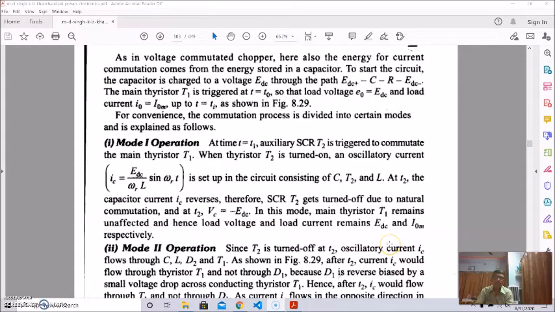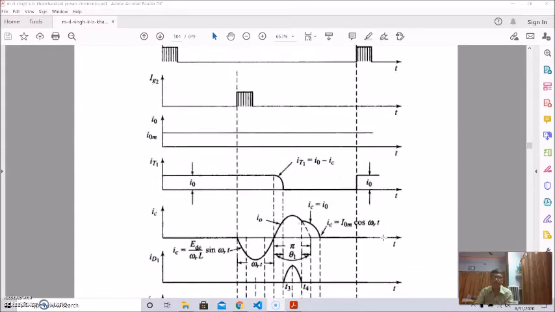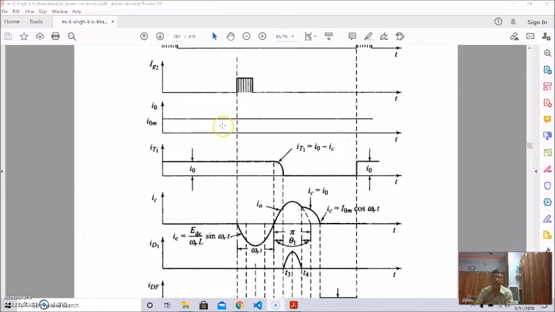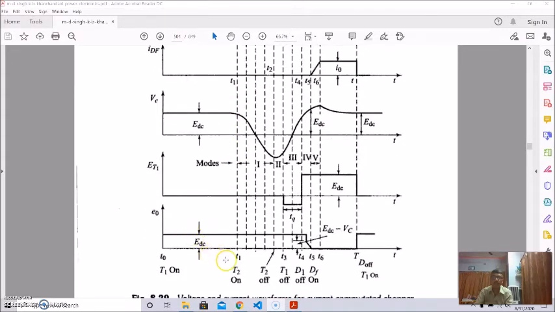And at T2 the capacitor current IC reverses, therefore SCR T2 gets turned off due to natural commutation. At T2 the capacitor voltage VC is equal to minus EDC, and in this mode the main thyristor T1 remains unaffected, and hence load voltage and load current remain EDC and IOM respectively. That is shown here. You see, this is the load current, and this is the load voltage. So this is unaffected at T equal to T1.